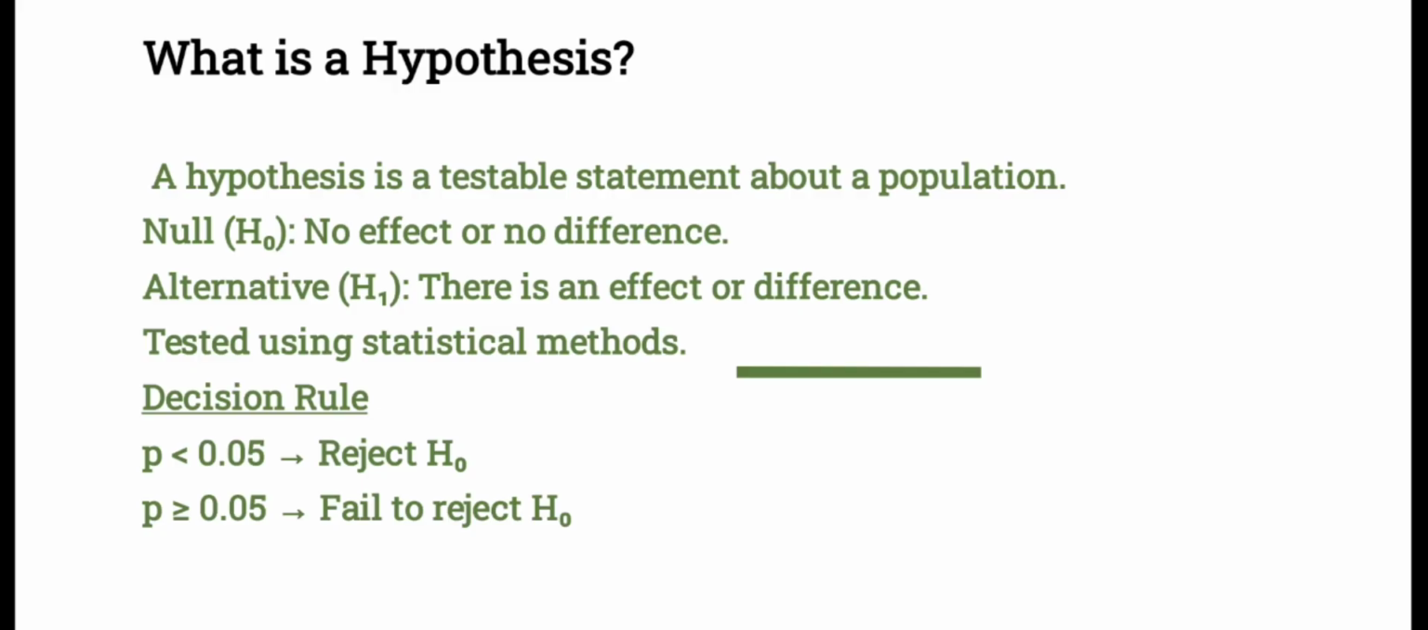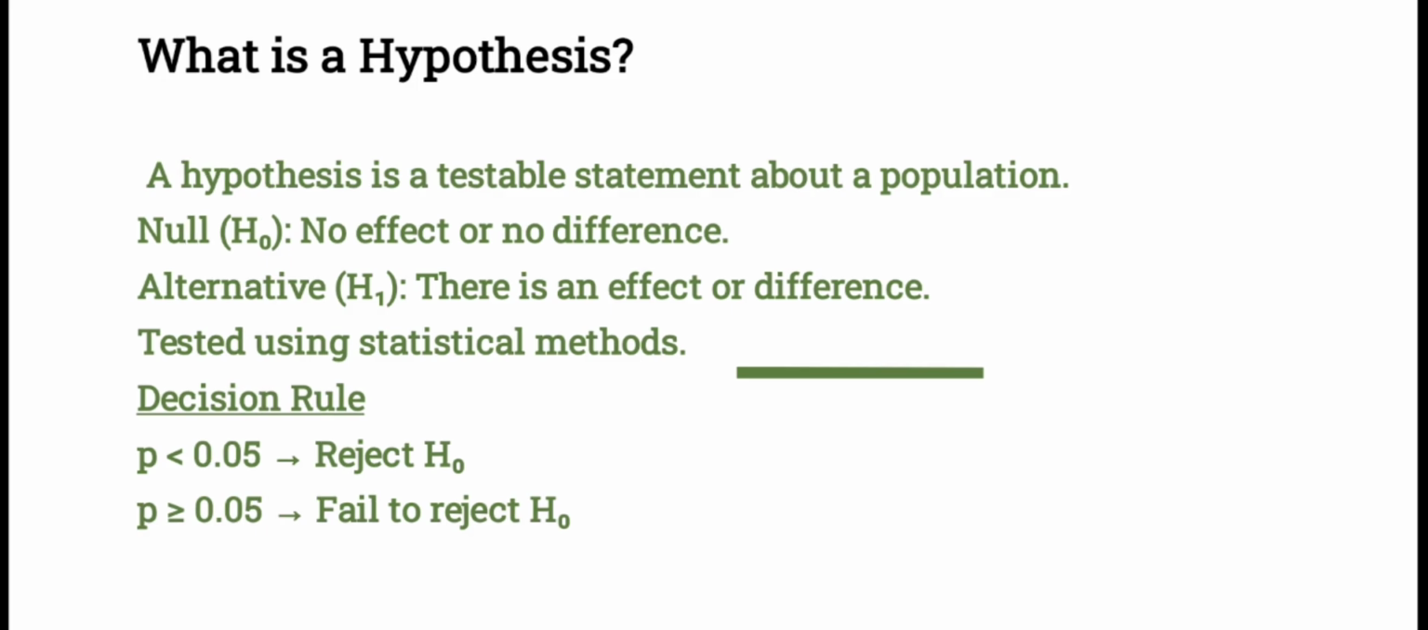Firstly, we have to know what a hypothesis is. A hypothesis is a testable statement about a population. Here we have two hypotheses: the null hypothesis and the alternative hypothesis. In the null hypothesis, there is no effect or no difference. In the alternative hypothesis, there is an effect or difference, tested using statistical methods. We make decisions based on the p-value. If the p-value is less than 0.05, we reject the null hypothesis.